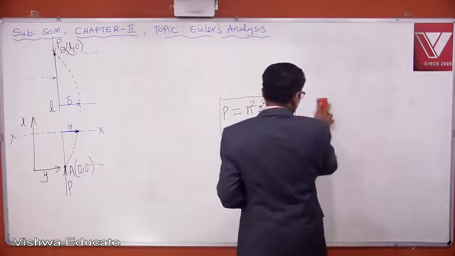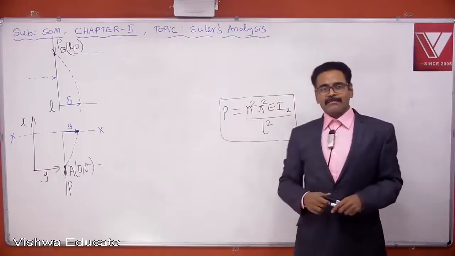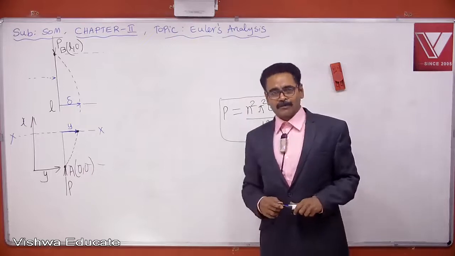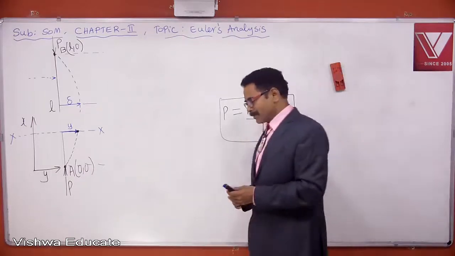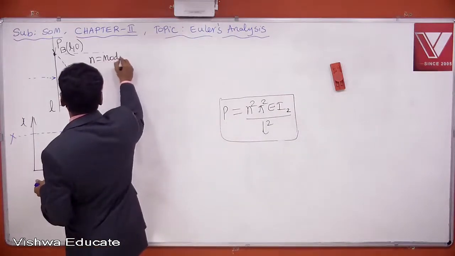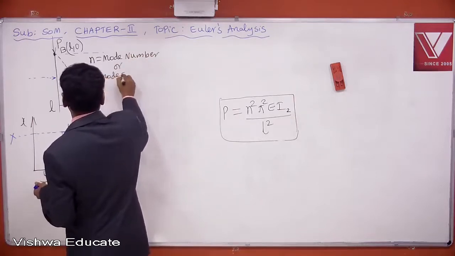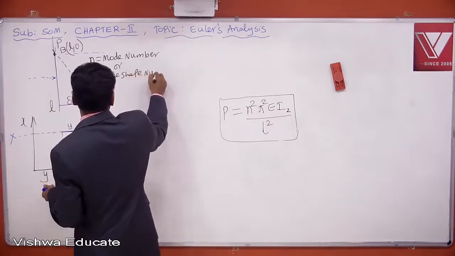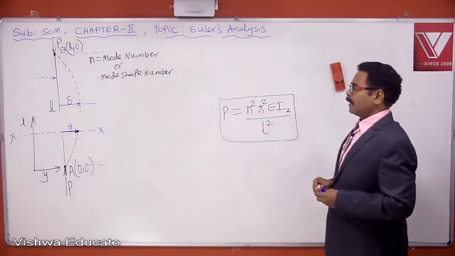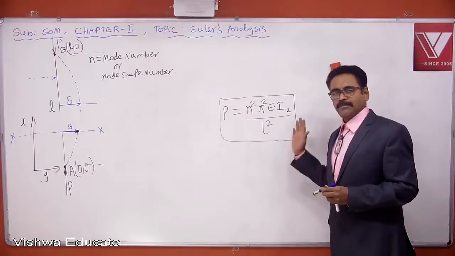Now, some of you might be puzzled. What is this n? I wrote n square like that. What is the meaning of this n? What is the effect of n on critical load of column? Write down: n is equal to mode number or mode shape number. So please copy. N is equal to mode number or mode shape number.